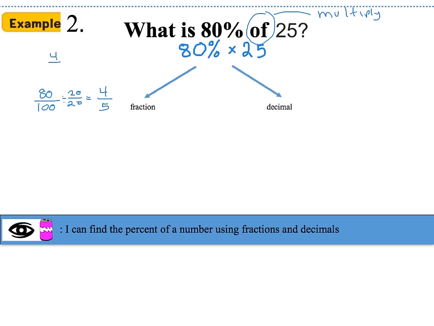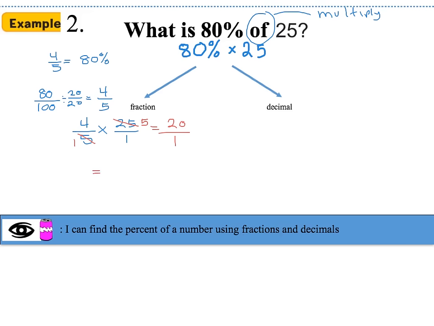Please know that 4/5 is the same as 80%. So if I make my fraction, I can say 4 over 5. Of means to times or to multiply, so I'm going to multiply by 25. I can make 25 look like a fraction by placing it over 1. What I can do now is multiply across, but I can cross cancel first. So I can make 5 go into 5 once, and I can make 5 go into 25 5 times. Now I have smaller numbers to deal with. So on the top, I can say 4 times 5 is 20. And on the bottom, 1 times 1 is 1.